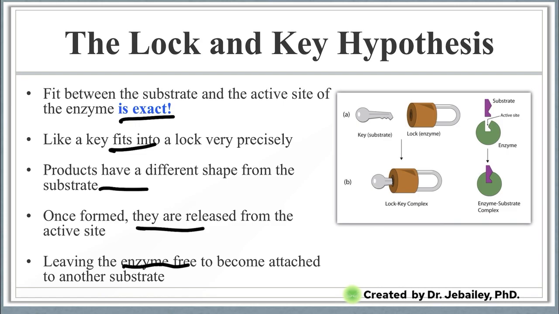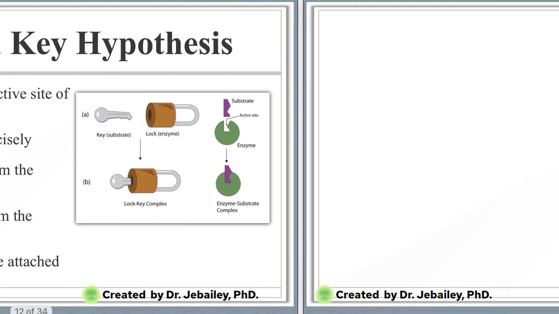Now we're just doing 2.5. In this case, we go with the lock and key hypothesis, which means the substrates have to have exactly the same shape as the active site of the enzyme. Otherwise, they will not bond.